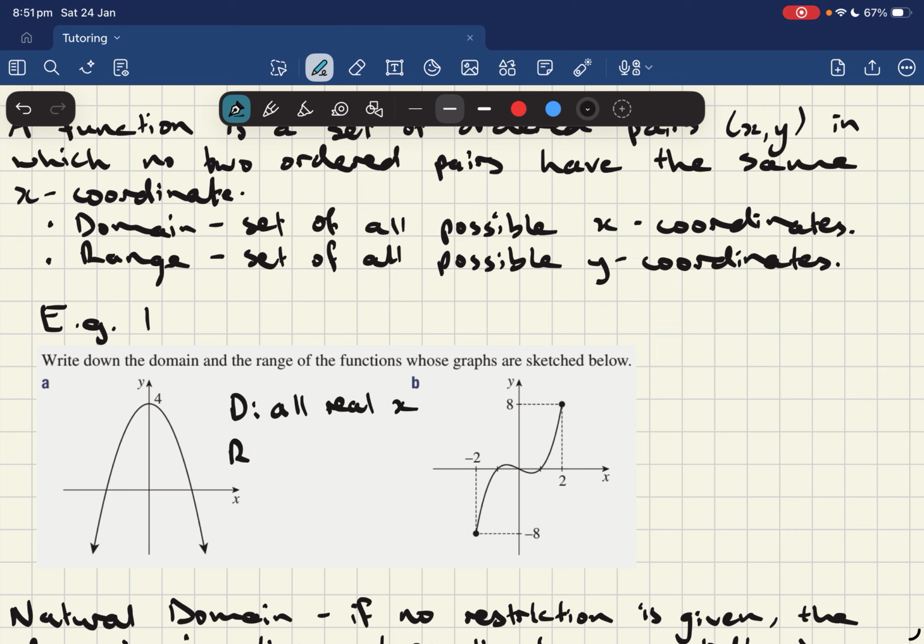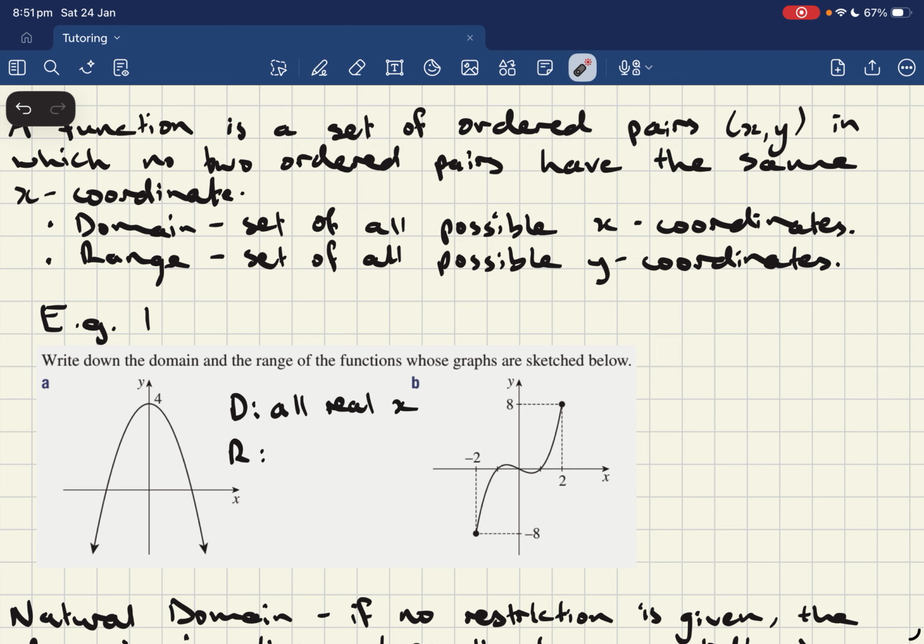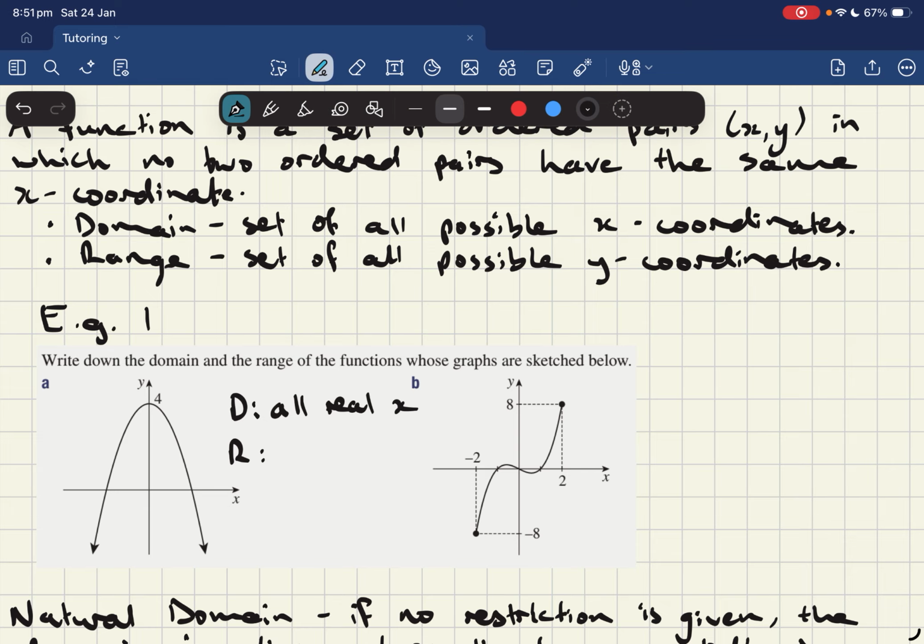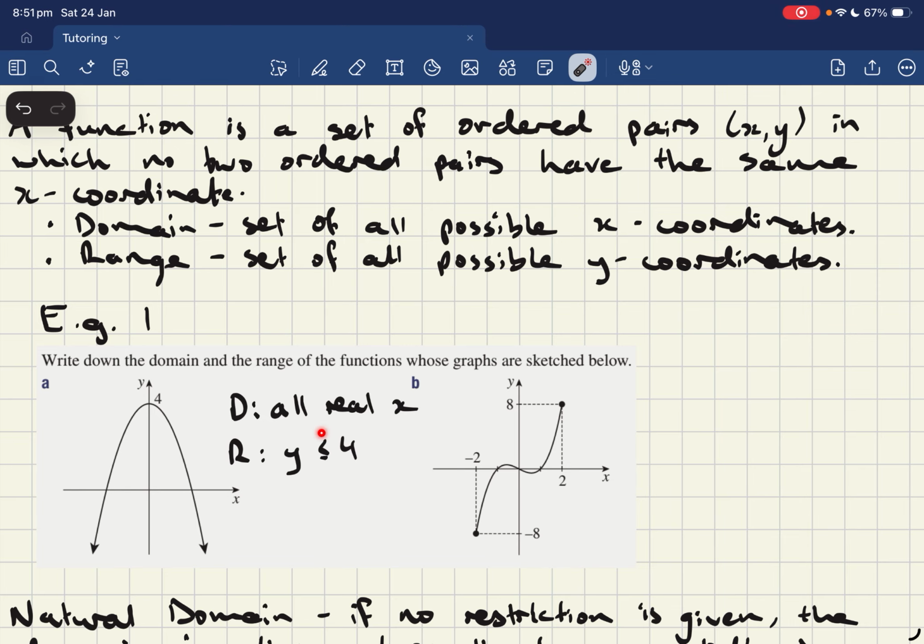The range, however, we can see that the maximum turning point of the function has a y coordinate of 4. So it's not going to exist above this positive 4 here, but everywhere below it, because it just continues infinitely down, it will exist. So for the range, we can say that it is the inequality y is less than or equal to 4. Now, it's important to specify that it is less than or equal to because it can take this value of 4.